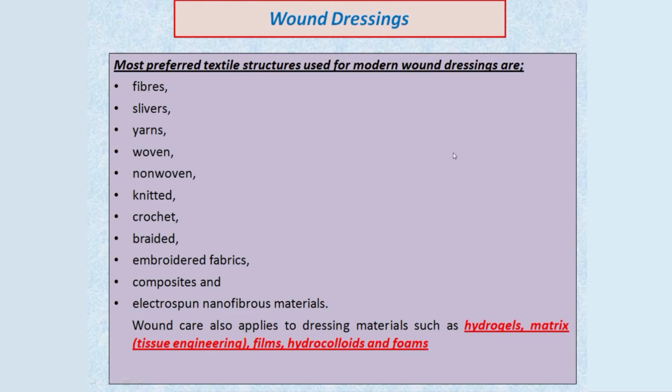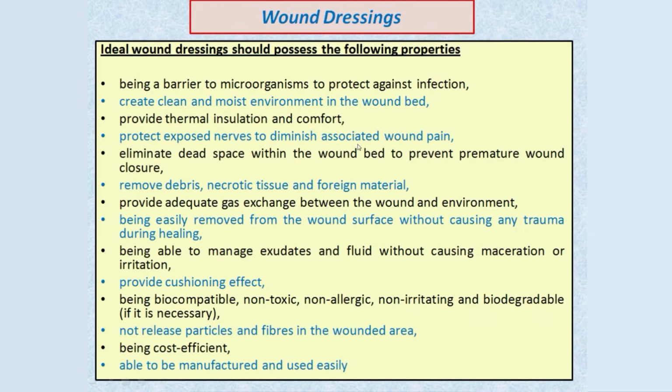So the mostly preferred textile materials are, as we previously mentioned, fibers, slivers, yarns, woven, non-woven, knitted, crochet, braided, embroidered fabrics, composites, and in the last years especially we see electrospinning and electrospun nanofibrous material applications. Apart from this, there are some specific structures like hydrogels, tissue engineering specific matrix types, films, hydrocolloids, and foams that can be given as specific examples related to this field.